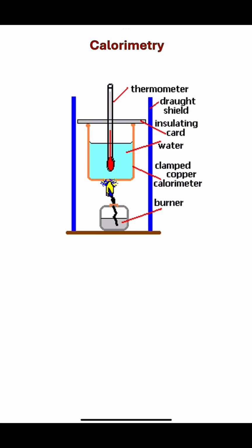At the end of the experiment, you measure the change in the mass of the fuel, which is the mass of the fuel with the burner before and after the experiment, and the change in the temperature of the water at the beginning and at the end of the experiment. Then you use your equations to calculate the heat transferred during the experiment, and at the end, you calculate the enthalpy change.